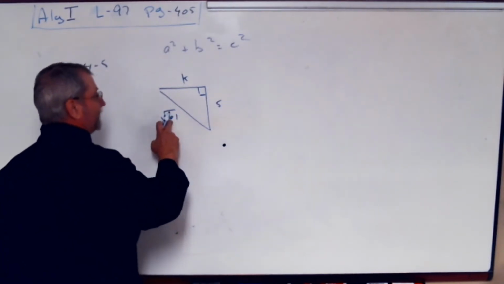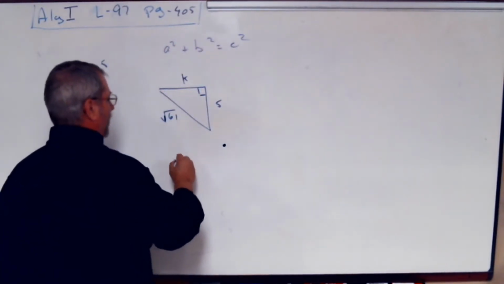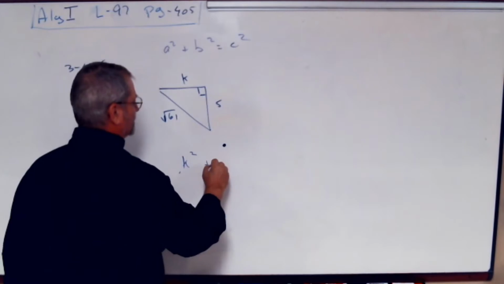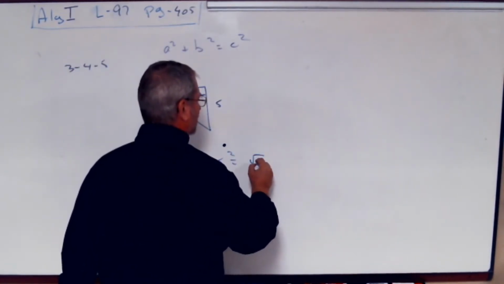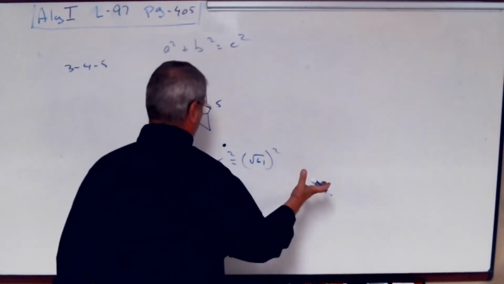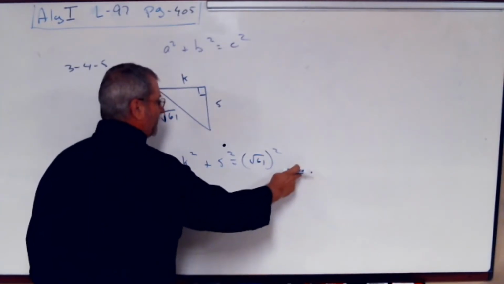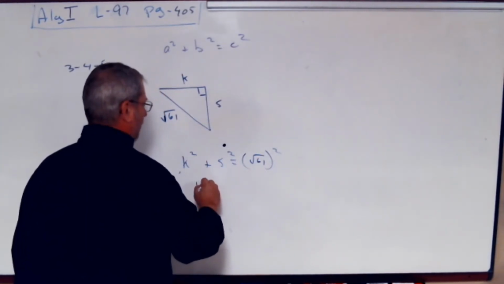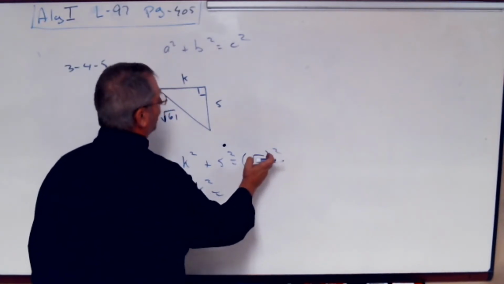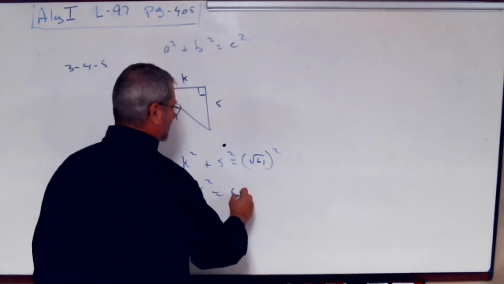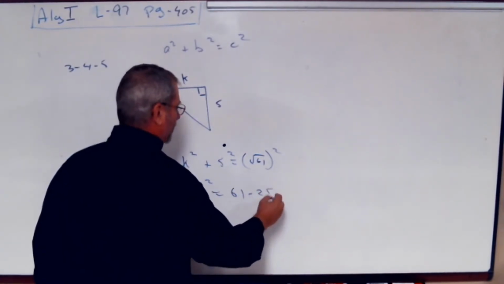Now watch. This is right here, and these two over here somewhere. So we have k squared plus 5 squared equals radical 61 squared. Y'all good with this here? I'm going to work it and move this over here. K squared equals the square of the square root of 61, which is 61. I'm going to square this and subtract it over here. Minus 25.